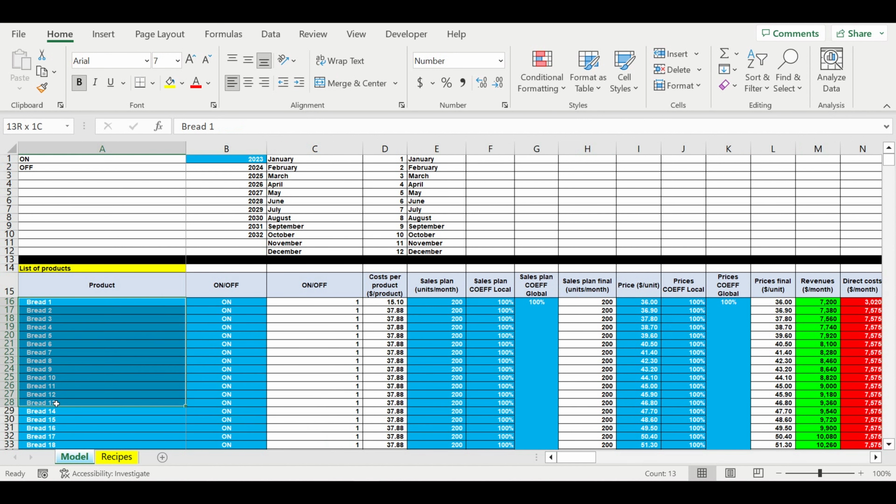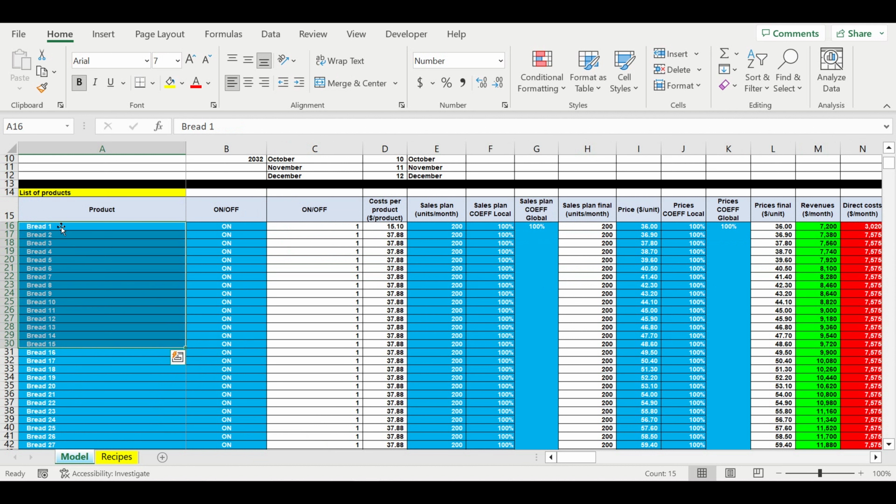So here we have the list of breads and cakes that we're gonna sell. Then here we can switch them on and off from calculations. Here we specify the monthly sales plan. We have global and local coefficients to increase and decrease the amount for sales plan. Here we have the pricing table. We have global and local coefficients for pricing, so all these global and local coefficients will later be needed during scenario modeling, stress testing, so we will need these a few steps ahead.